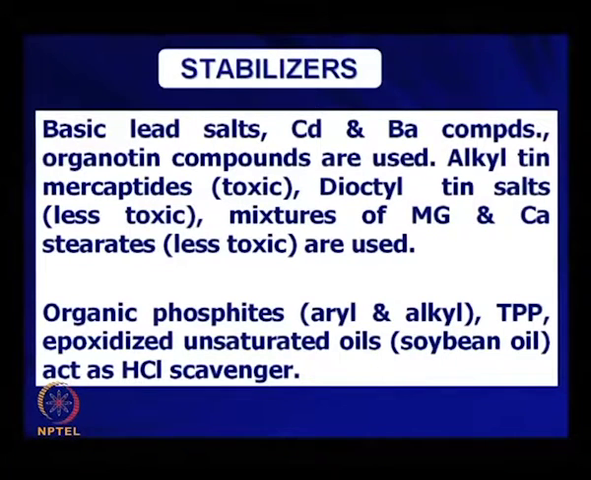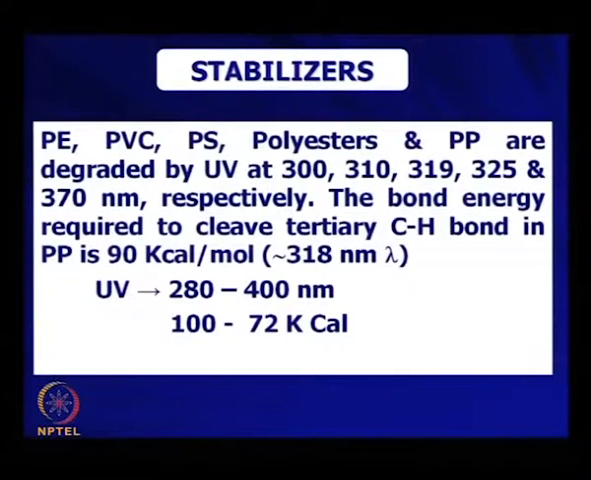ENR is available commercially, epoxidized natural rubber, that means the double bond is epoxidized, an epoxy compound. So, those act as HCl scavengers. Once some HCl is produced, that will be consumed by it. So, this way it stabilizes the polymer.